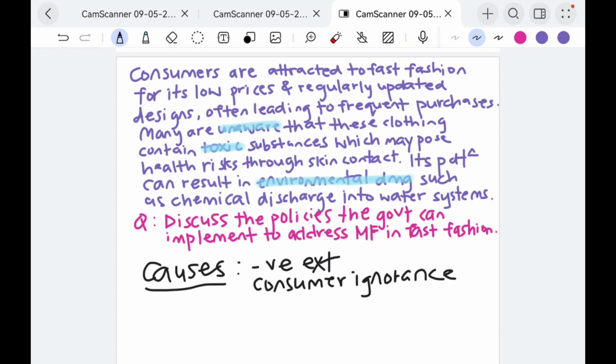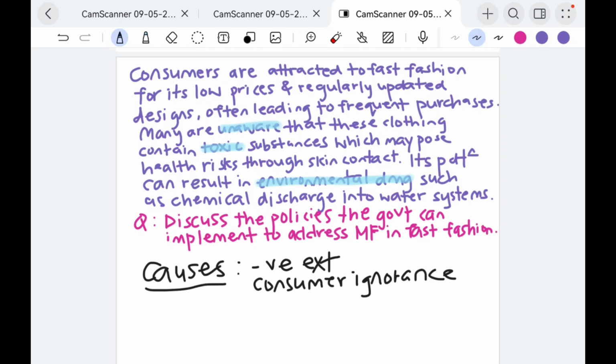Okay, so when we look at the preamble, this is a continuation of a previous part A, which is about identifying the causes of market failure. So looking at the preamble, we can see that the causes of market failure are quite straightforward. The first is your negative externality because they talk about how fast fashion can have environmental damage. We know that environmental damage is a very common negative externality example because people who are not involved in the process are actually affected.